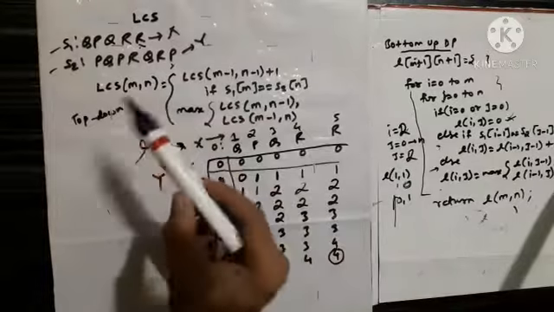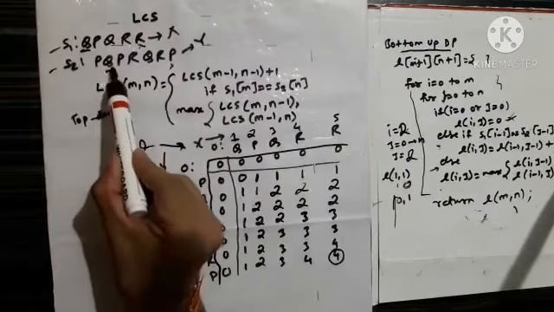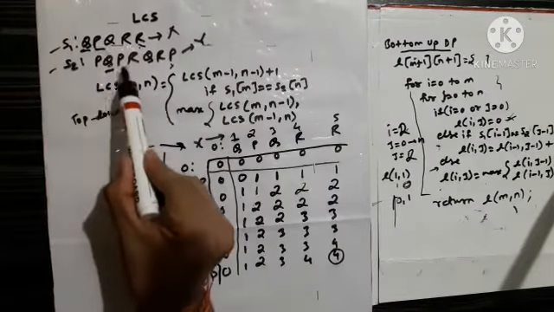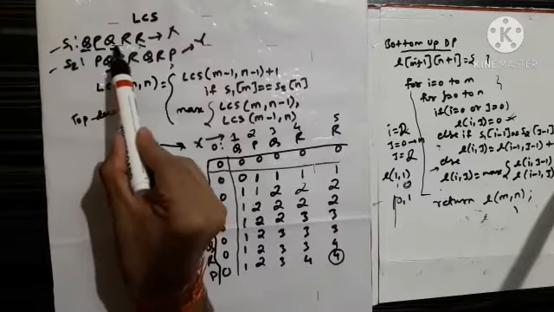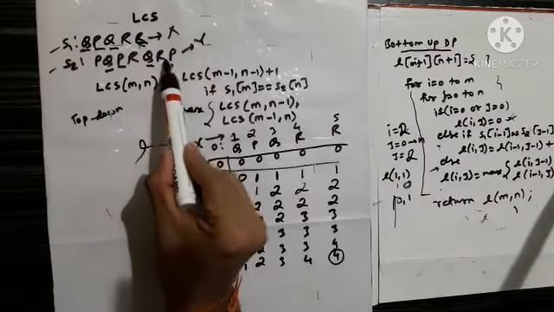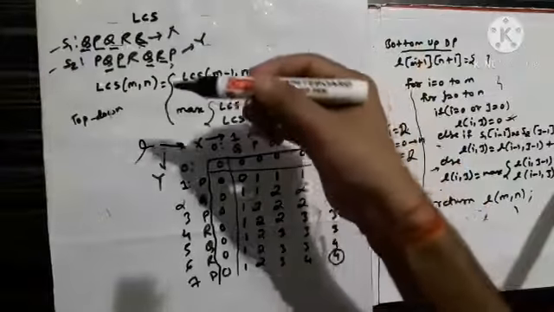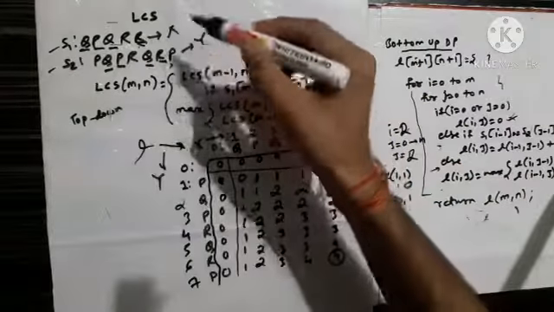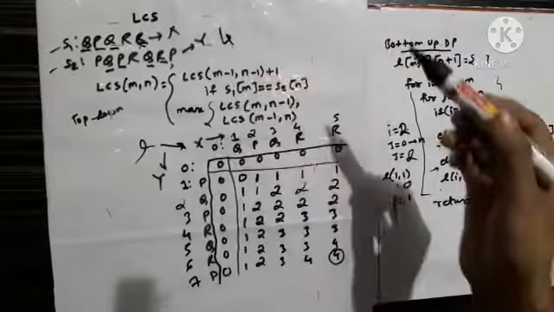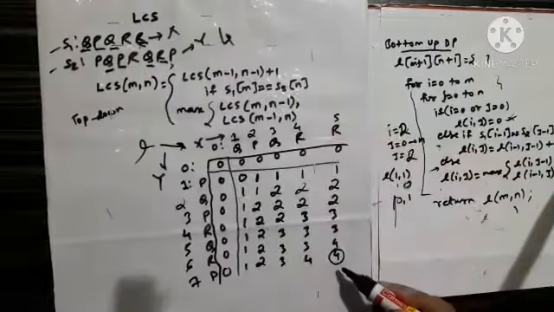Definitely this is the longest. Here q is matching, and then p, and again there is q, then r, then there is r. So there are multiple subsequences that are possible here, but the length of all the longest common subsequences is 4. So anyway you are going to return 4.